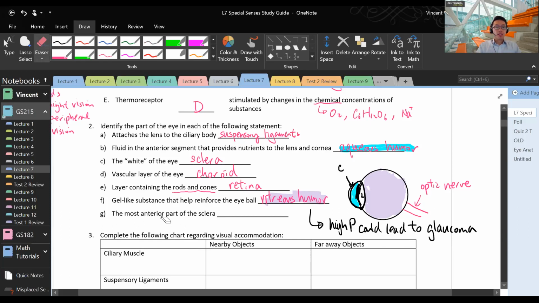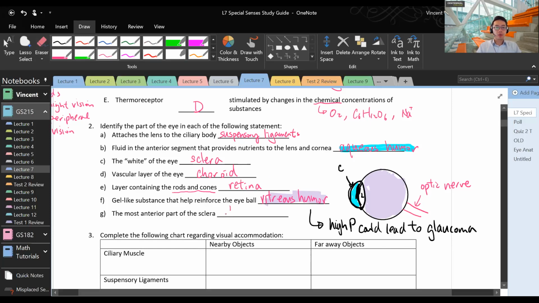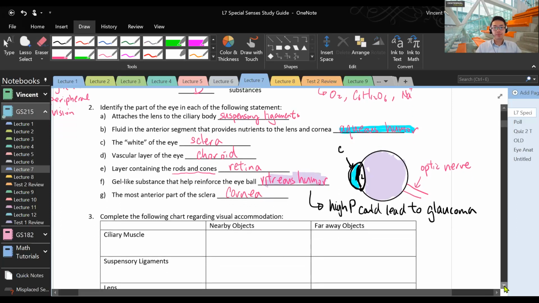Okay, lastly, the most anterior part of the sclera is going to be the cornea. Okay, which is this convex dome-shaped structure at the front that allows you to gather light from a wide angle.